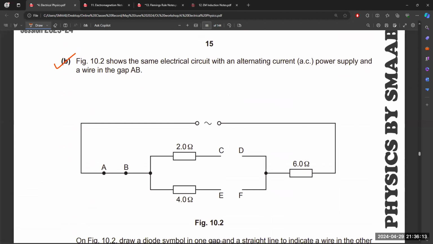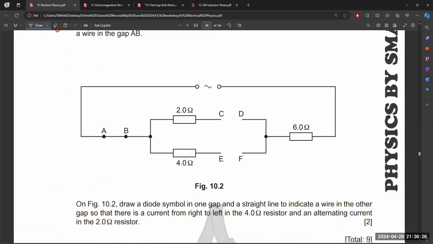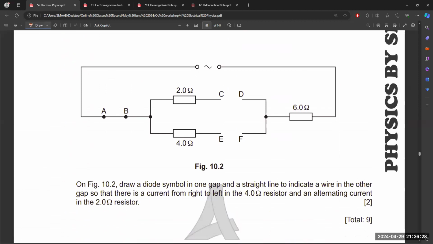And in part B, figure 10.2 shows the same electrical circuit when an alternating current power supply and a wire in the gap AB. So this time we have an AC power supply and a wire in gap AB. Previously we had a voltmeter, but this time we have a wire.